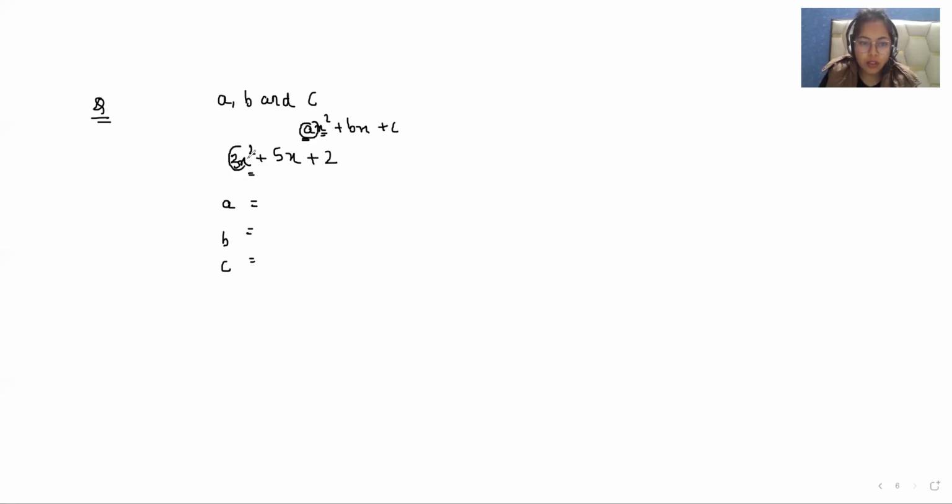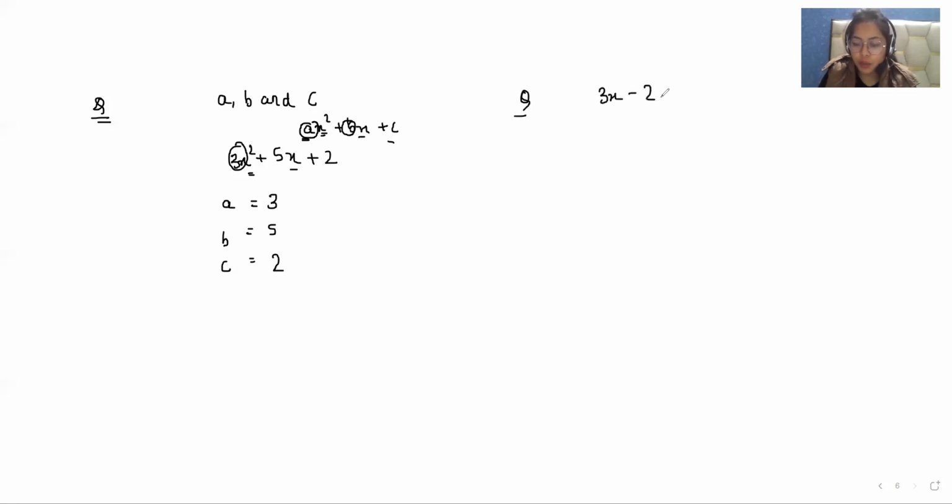A, and here what is written? 3. So the value of a is 3. Here x. What is the value of b? 5. And c, what is the value of c? It is 2. Suppose let's take an example of a quadratic equation.